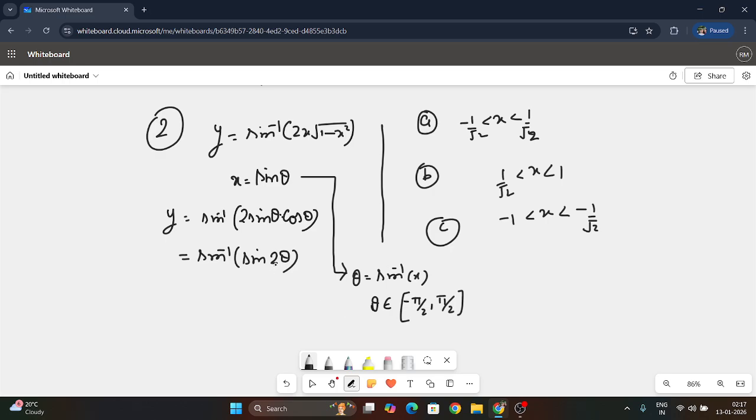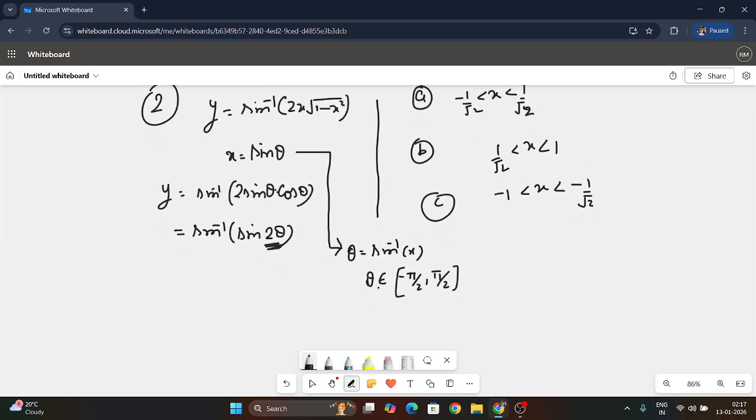Here it is 2 theta. If you multiply by 2, what will you get? Let's take case number first. Case number first is x greater than minus 1 by root 2 and less than 1 by root 2. Here x is sine theta, so theta is sine inverse x.